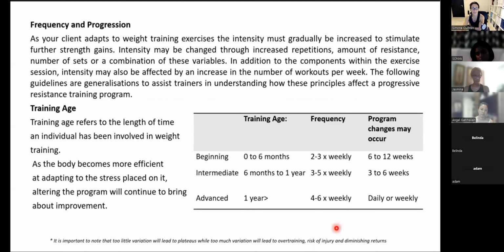Right, so the training age, or frequency and progression. As your client gets better, you need to progress, right? And in your book it's the same here. The training age doesn't mean the age your client is when he starts training with you. It means how long he has been working out, okay? Usually a beginner is about 6 months, and usually they train 2 to 3 times per week.